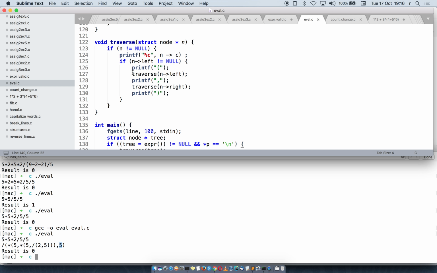So we recursively print: we print the open bracket, then we recursively print the left subtree, then we print the comma, then we recursively print the right subtree, right? So then we get this representation of the tree, and now we know what the tree looks like inside. And we know for sure that the tree is wrong. So let's see, how much did we get right of it?